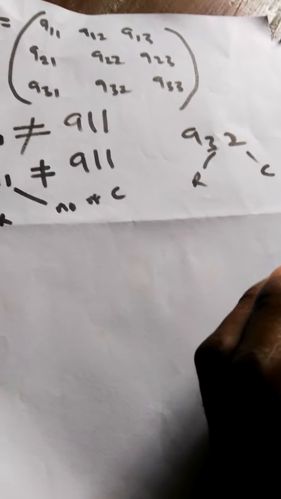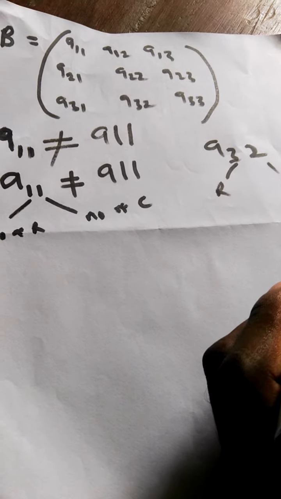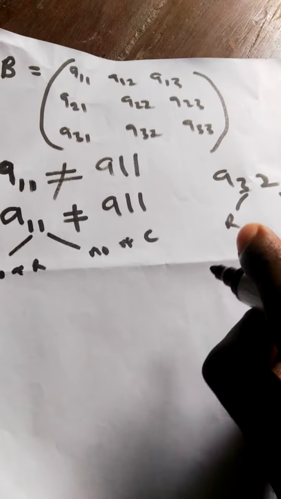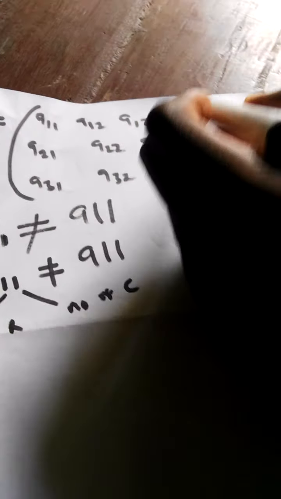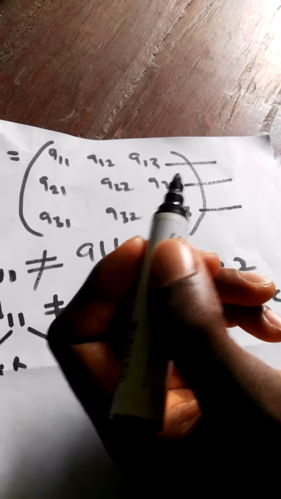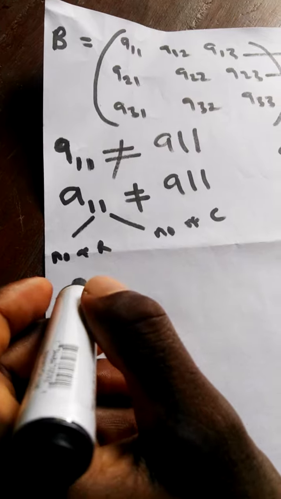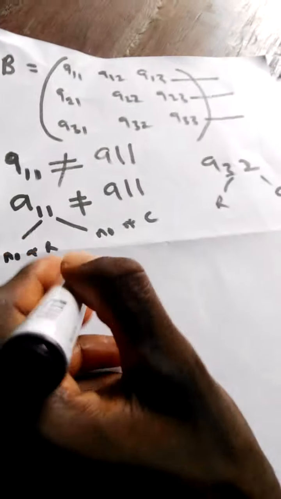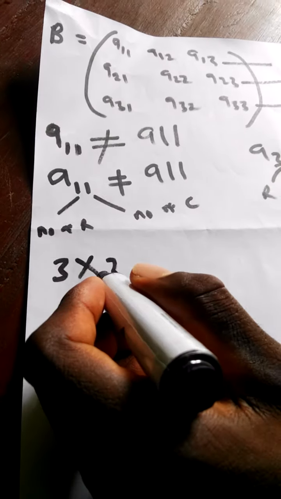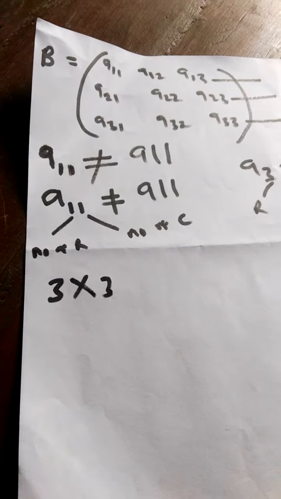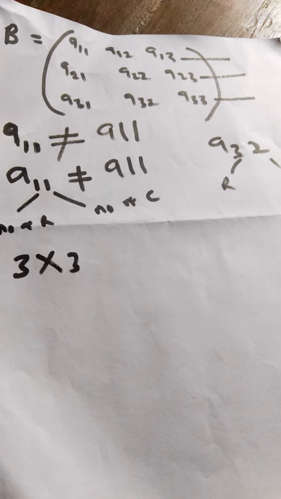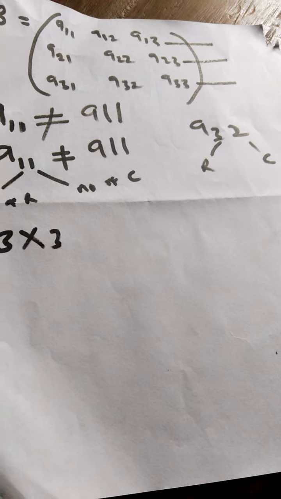Now the question is, what is the order of this matrix B? From our previous example, we have row 1, row 2, row 3, so the number of rows is 3. The number of columns here is 1, 2, 3. So it is 3 times 3. The order of this matrix B is 3 by 3, or order 3. So that's that for that example.